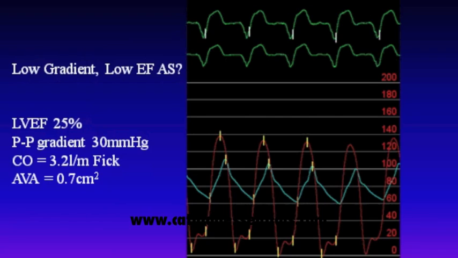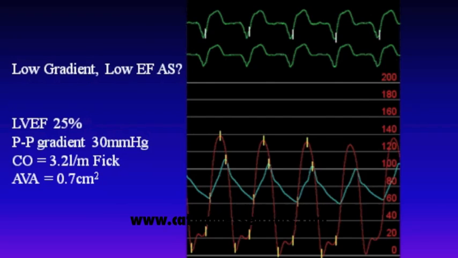In this patient, he has an ejection fraction of 25%, a peak-to-peak gradient of 30 millimeters mercury, a cardiac output of 3.2 liters per minute, and an aortic valve area calculated at 0.7 centimeters squared. His pressure tracing is shown on the right. The question is, would this man benefit by having aortic valve replaced, since his calculated aortic valve area is 0.7? Is this fixed or dynamic obstruction? Dynamic meaning with increasing cardiac output, would the aortic valve open more?